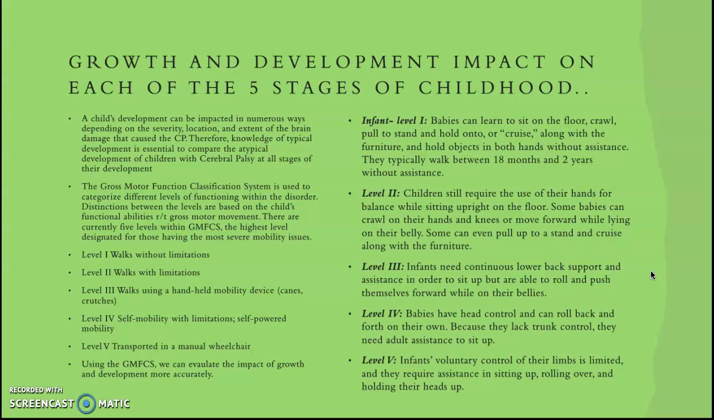The gross motor function classification system is used to categorize different levels of functioning within the disorder, with level 5 being the most severe and level 1 being the least severe. Level 1 walks without limitations, while level 5 is non-ambulatory and has to use a wheelchair. In the infant, the level 1 child is able to walk, however, they don't typically start walking until 18 months to 2 years, so they're a little delayed there.